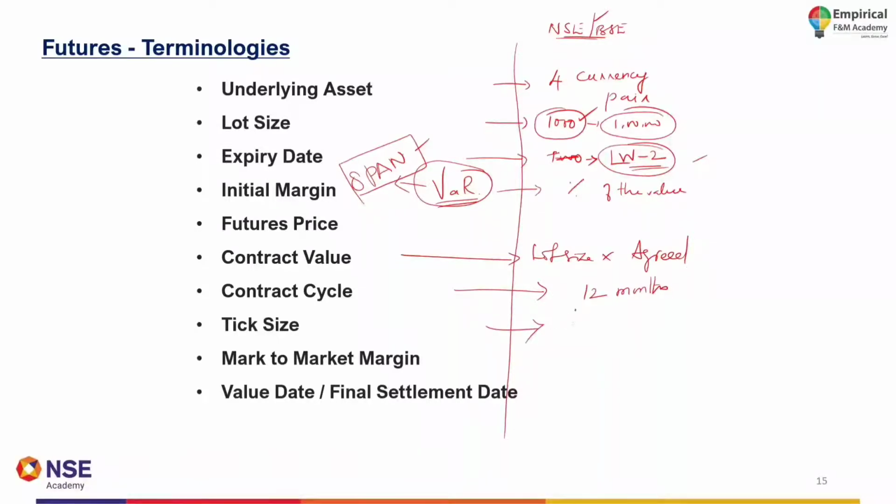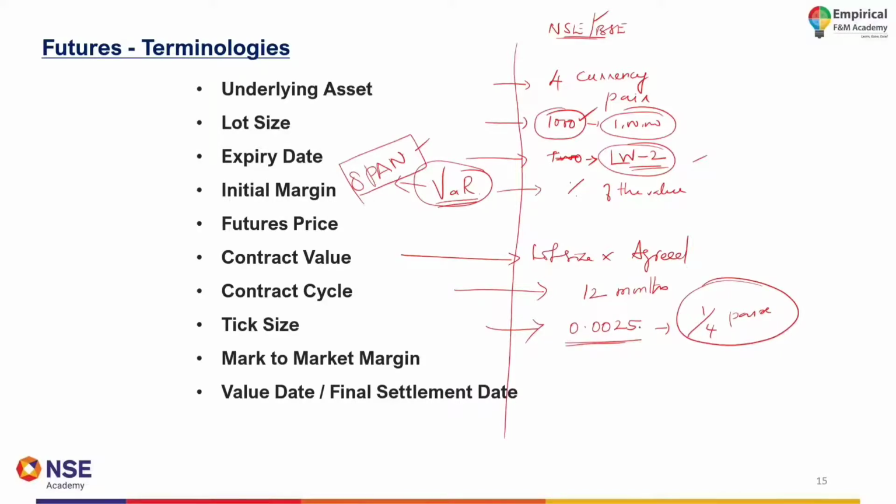As far as tick size is concerned, here the tick size is 0.0025 rupee. What is this? It is one quarter of a paisa. So quarter paisa.